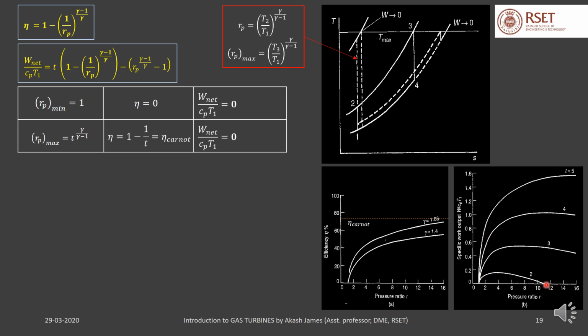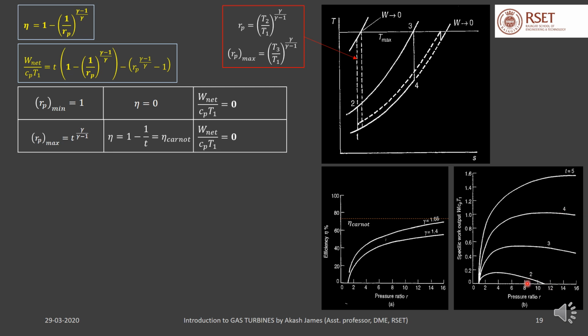Now when pressure ratio is t raised to gamma by gamma minus 1, then also the specific work output will be 0. So this point will be different for different t values. The maximum pressure ratio will be different for different t values, as is clearly visible here. So all these curves are going to meet the x-axis at some point.